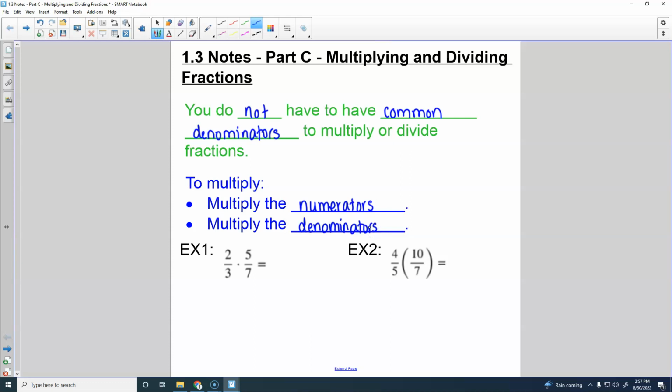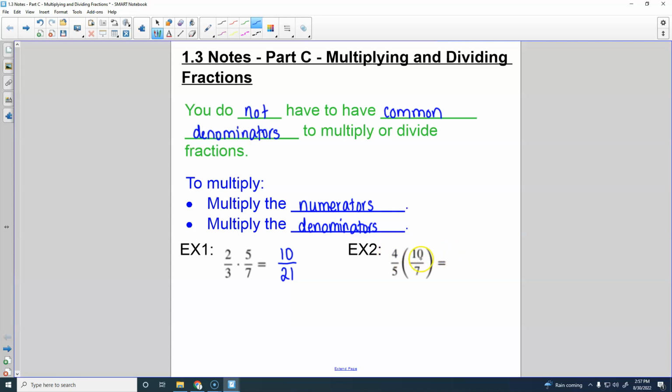Okay. So if I want to multiply 2/3 times 5/7, I just do 2 times 5 is 10, and 3 times 7 is 21. You're going to reduce if possible, but is it possible to reduce for that one? It is not. That is our answer.